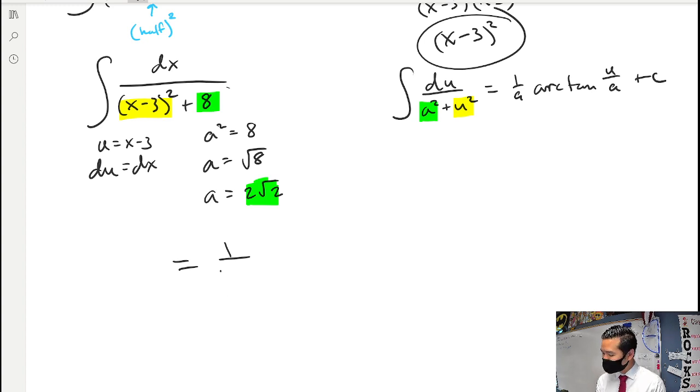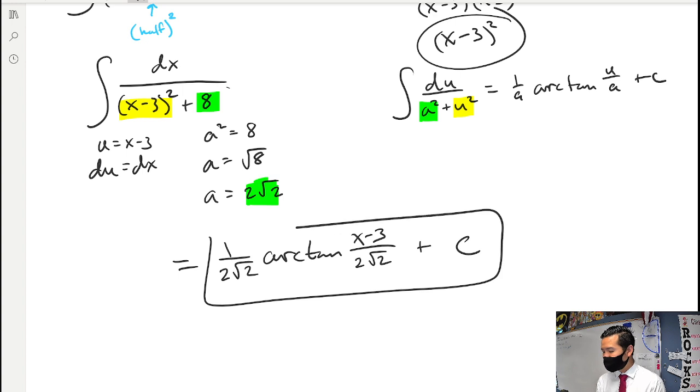No, I mean, square root of 8. Yeah, square root of 8, or 2 root 2. Either one is acceptable, right? Times the arc tangent of, what is u in this case? x minus 3 over square root of 8 plus, you're done.